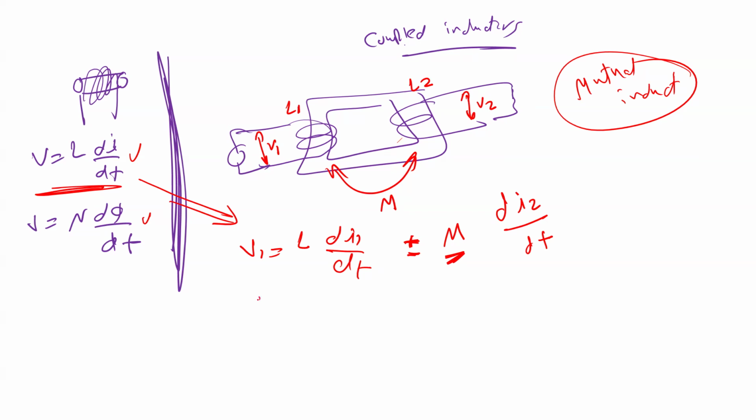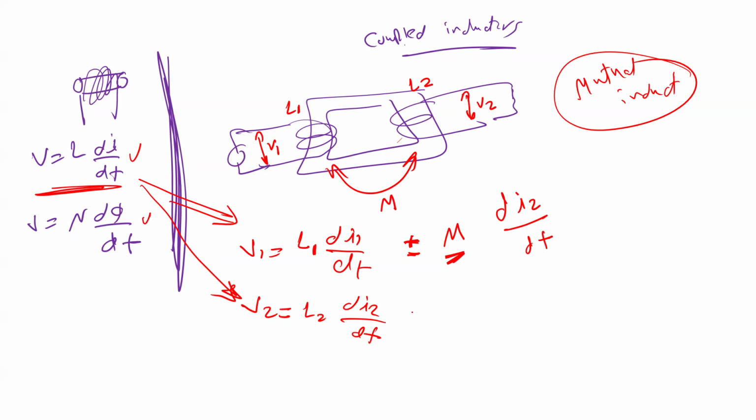Same thing when I talk about V2. So V2 is equal to L2 di2 divided by dt. This one is exactly similar to this one. By the way, L1 we call self-inductance. This one is self-inductance, but this one is mutual. Mutual means between the two.